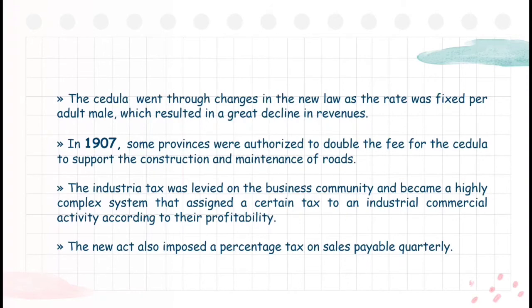Another is the industrial tax, which was levied on the business community and became a highly complex system that assigned a certain tax to an industrial commercial activity according to their profitability. And the new act also imposed a percentage tax on sales payable quarterly.